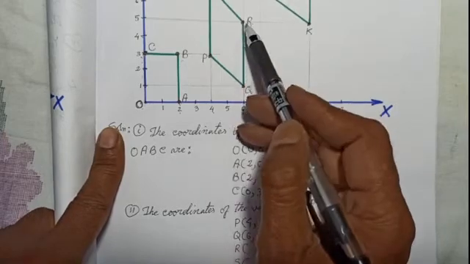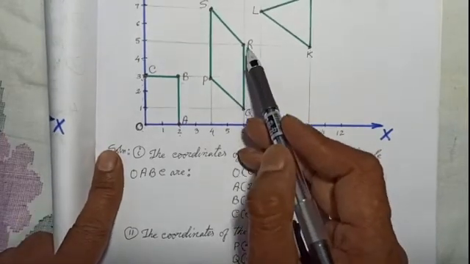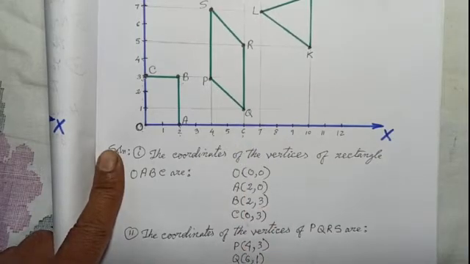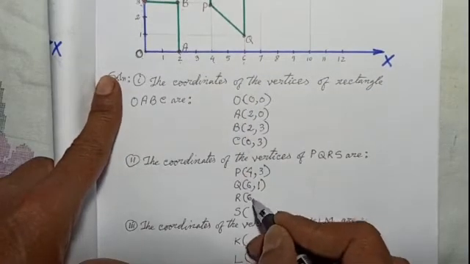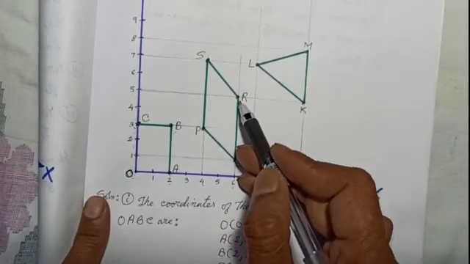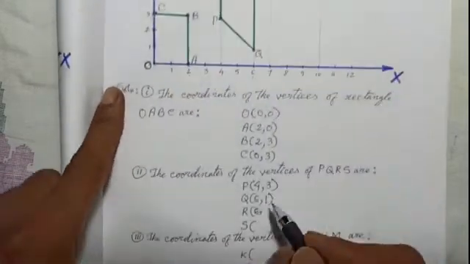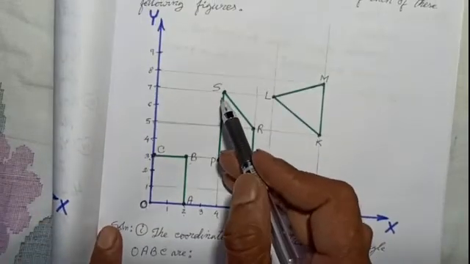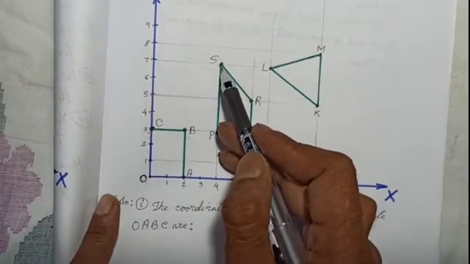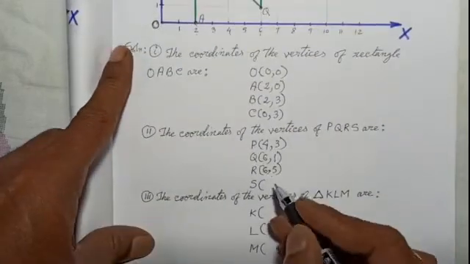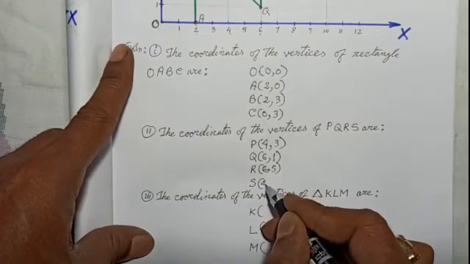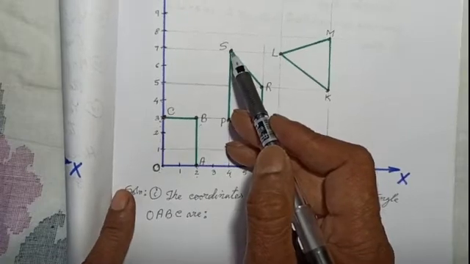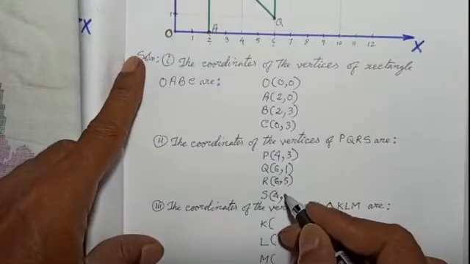Now R. At the point R, the value on the x-axis is 6. At the point R, the value on the y-axis is 5. So 6 and 5. Now for this point S, the value on the x-axis is 4. So 4. At the point S, the value on the y-axis is 7. So 4 and 7.